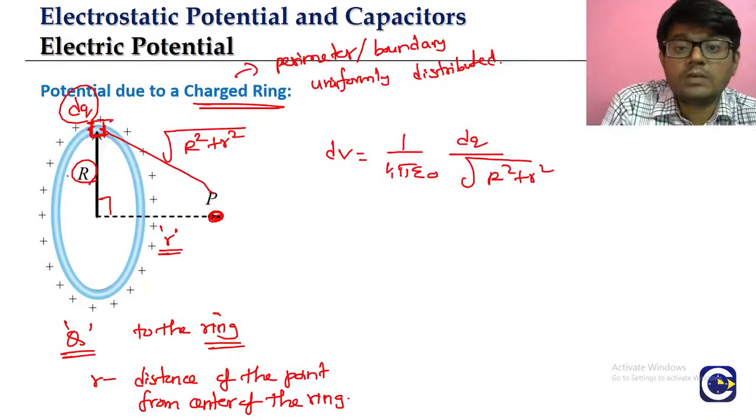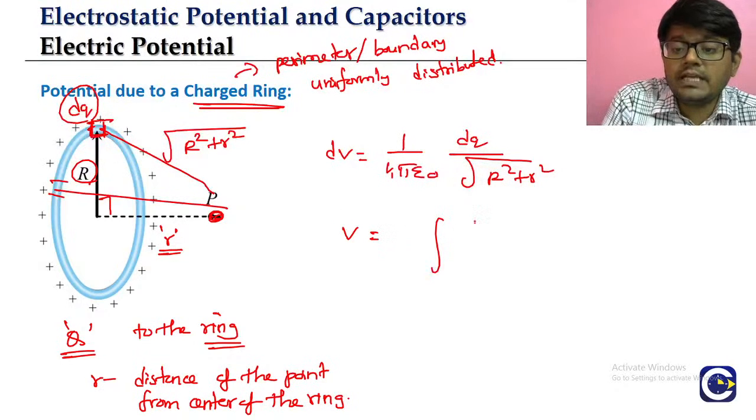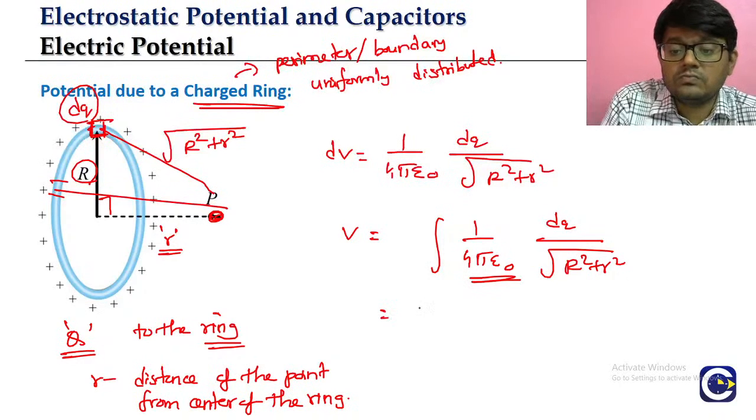We require the total potential because of the ring. Wherever you take the charge element, the distance from that element to the point will be the same, root of R square plus small r square. And potential is a scalar, so there is no direction concept here. When we want the total potential, we integrate: integral of 1 by 4 pi epsilon naught dq by root of capital R square plus small r square. 4 pi epsilon naught is constant, and the root of capital R square plus small r square is also constant.